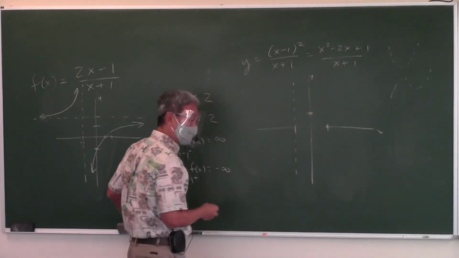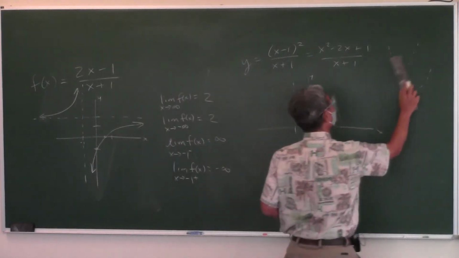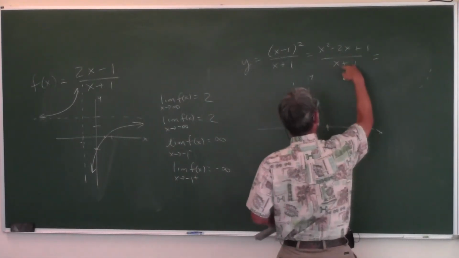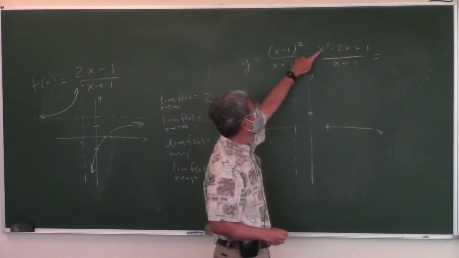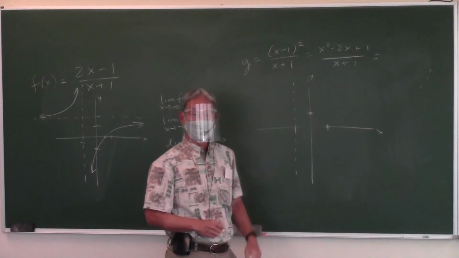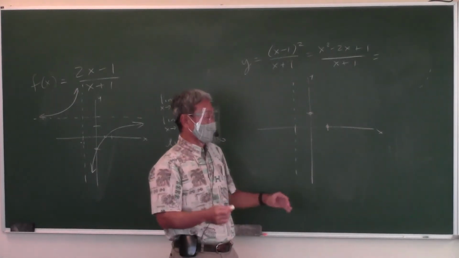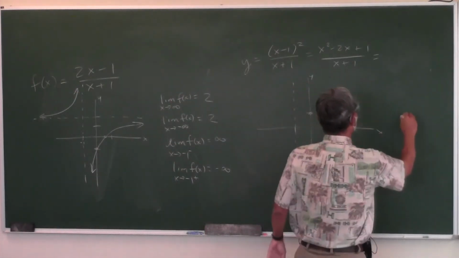Now, do you guys remember how to find the slant asymptote? You actually have to divide, because that's what this means. So, what happens when you divide this by this? You want to do long division or synthetic? It's up to you, it doesn't matter to me.